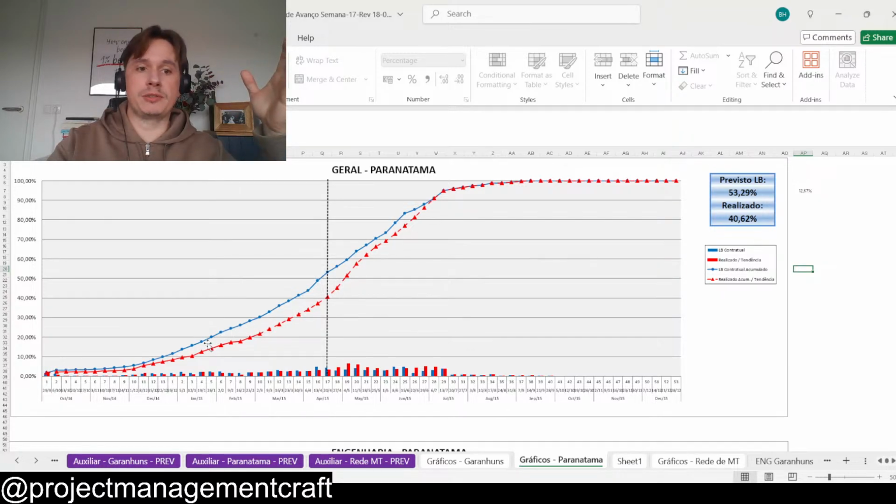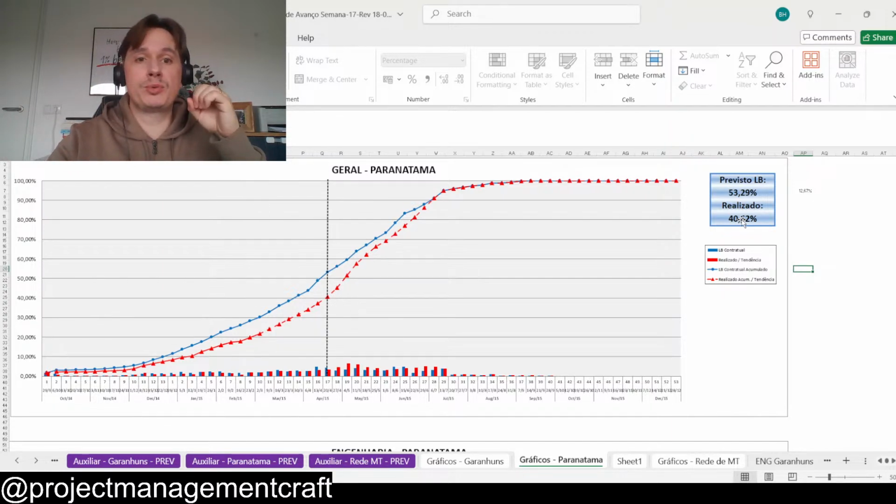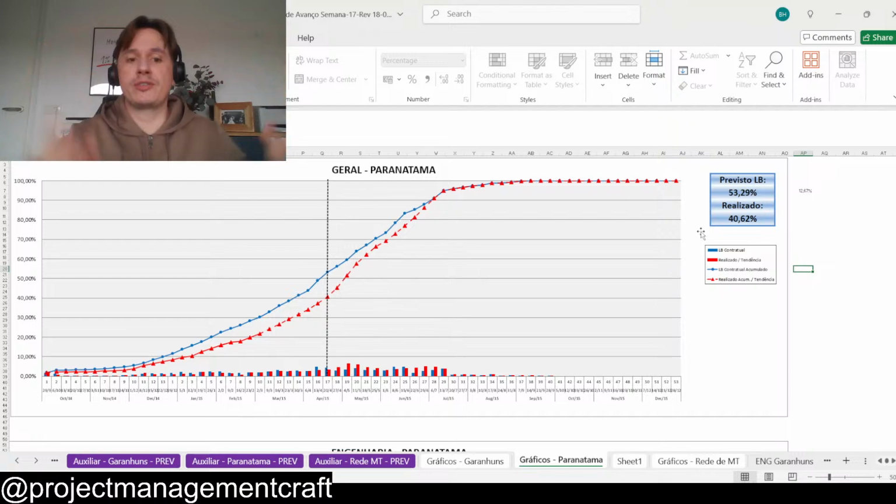Because if you see here, the blue line, that's what we planned. The red line, that's where we are. So you can see that in this case there's 13, and here the numbers also, maybe we can put it to make it easier. There's a 13% variation. So the plan was to be at 53% of the project, and right now it's at 40% of the project. So you already see a big gap in the execution. This is for this general block here.